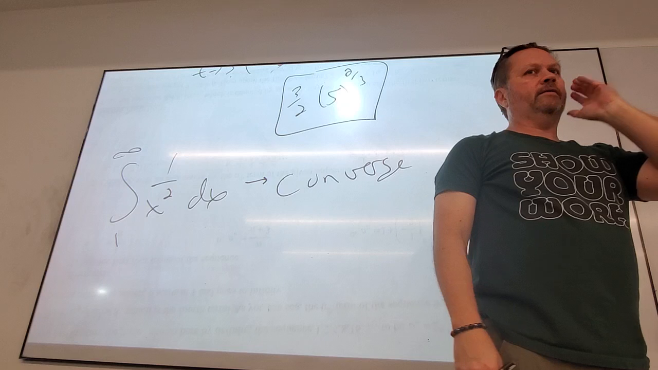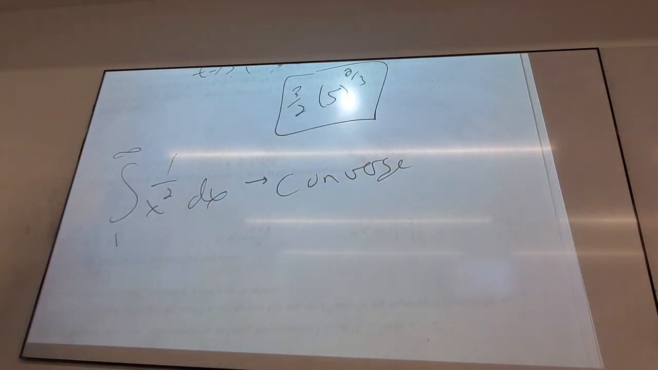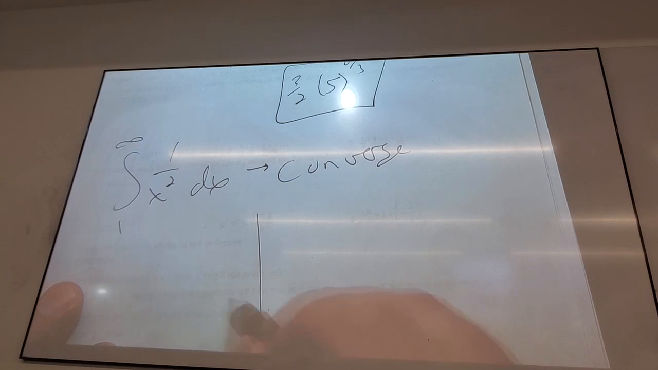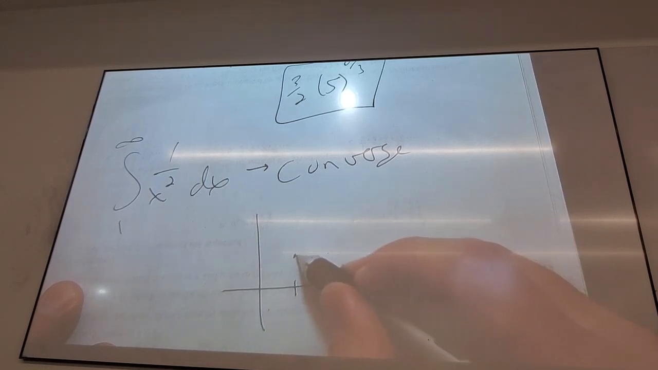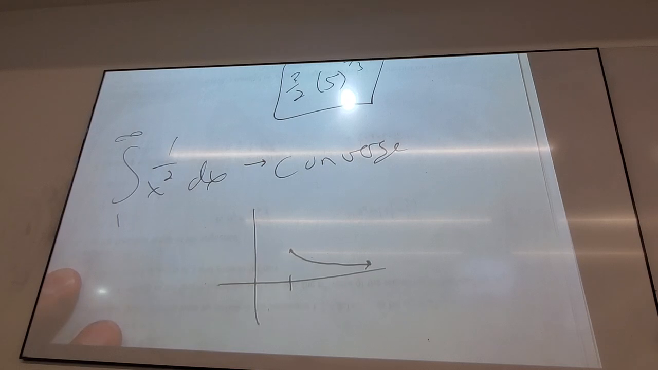From 1 to infinity. So don't give me no vertical asymptote. As you start at 1, as you go, yes? Yes? Okay.